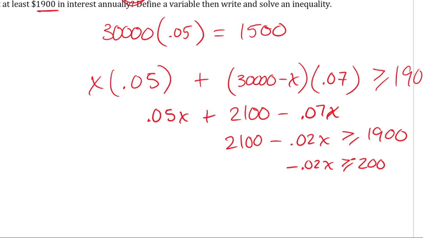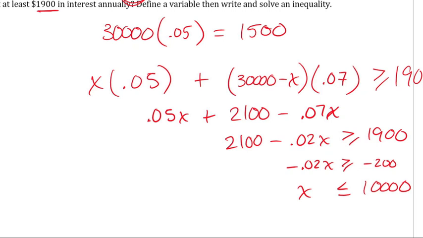So I've got to remember, I'm going to divide by a negative number, so I'm going to have to flip the inequality sign. It becomes x less than or equal to negative 200 divided by negative 0.02, which is 10,000. Is that right? Yes.